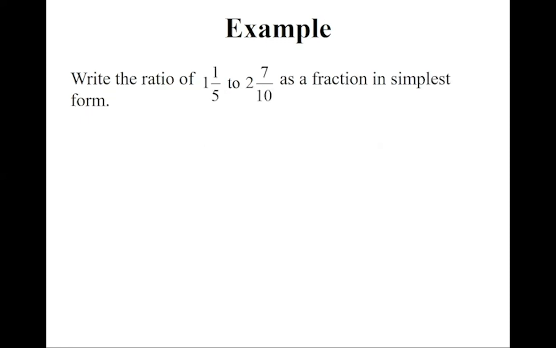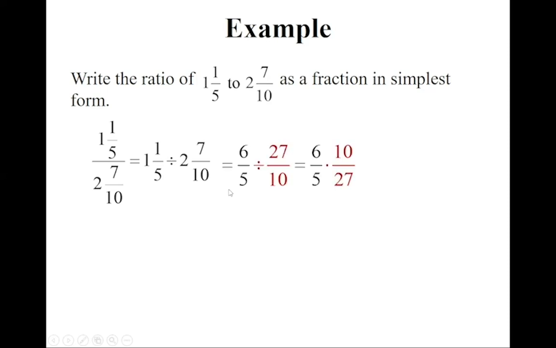Just like we can't have decimals inside of fractions, we can't have fractions inside of fractions. So when we set up the ratio of 1 1/5 to 2 7/10, that's 1 1/5 over 2 7/10. And since it has to be in simplest form, if we didn't have the in simplest form in the instructions, we're good. That's a ratio. But in simplest form, we have to get rid of the fractions, which means we need to turn this into a division problem. And remember, to divide mixed numbers, we need them to be improper fractions.